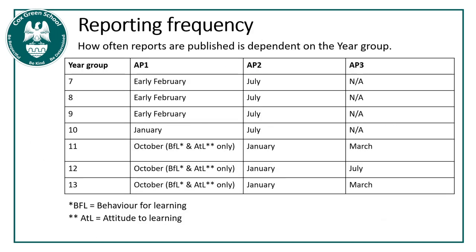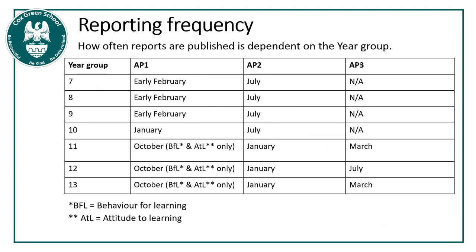In terms of reporting frequency, you'll see that it depends on the year group. Year 7, 8, 9 and 10 all receive 3 reports over the course of the year. Year 10 get their first report in January, Year 7, 8 and 9 in early February, and then all 4 of those year groups get a second report in July towards the end of the year. That'll be the penultimate week of the academic year when those reports are released.